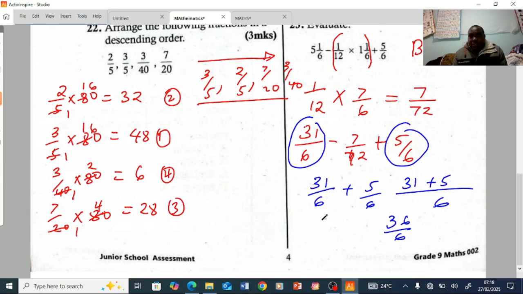Now 36 over 6. Then we subtract 7 over 72. LCM is 72. 72 goes 12. 12 times 36. 6 goes into 72, 12 times. 12 times 36 is 432, minus 7.